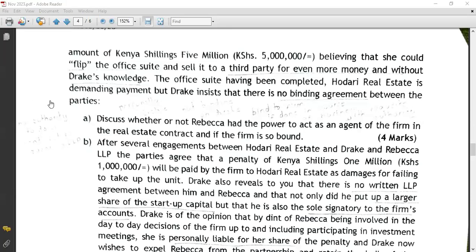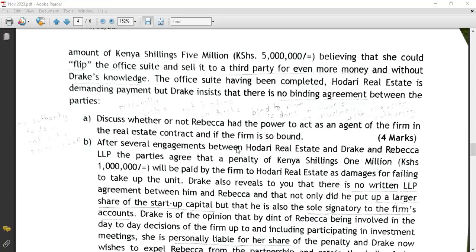So I think these are parties in a limited liability partnership. You have Drake and Rebecca as partners in there. So the question is around the decisioning process. Yeah, like how are decisions made in an LLP in a nutshell.